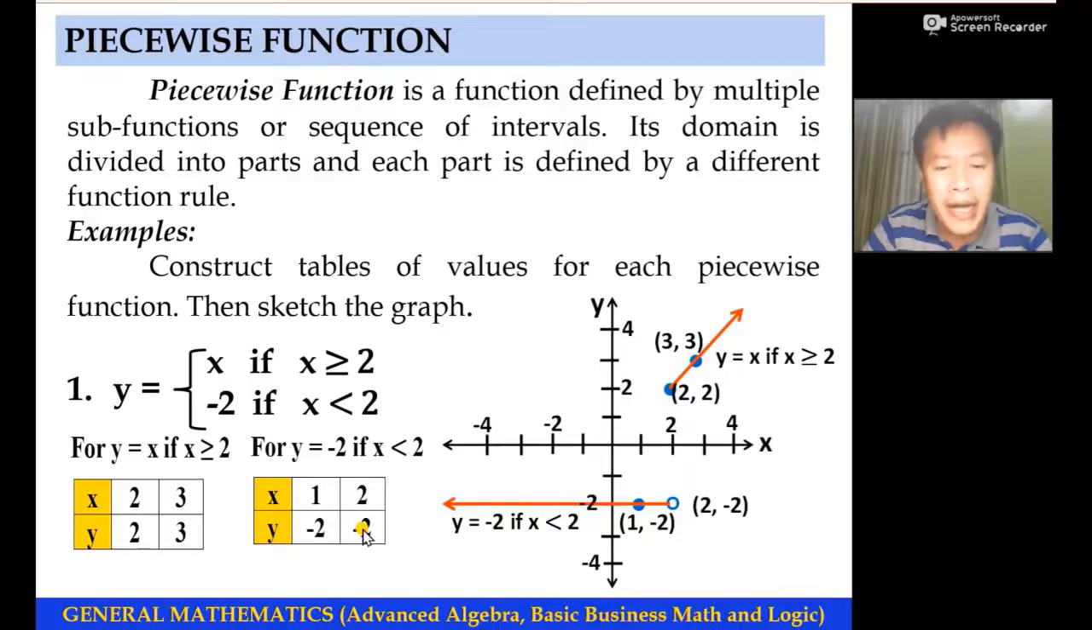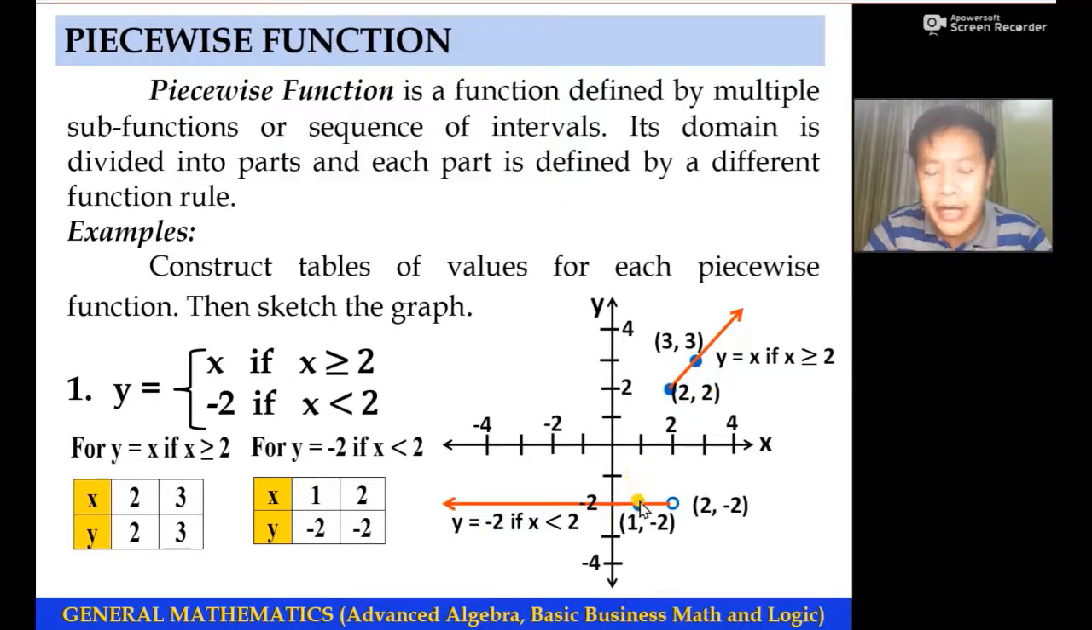Therefore, our y is negative 2 for the first point, wherein our abscissa is 1. And our second point, wherein our abscissa is 2, our ordinate is also negative 2. Now, we are going to sketch the graph of this point, 1 and negative 2. Where is it? This is 1 for x and negative 2 for your y, going down.